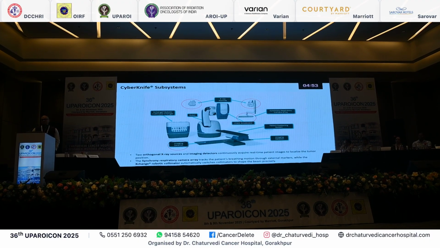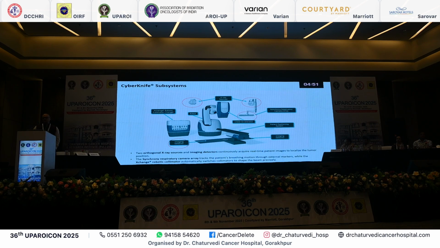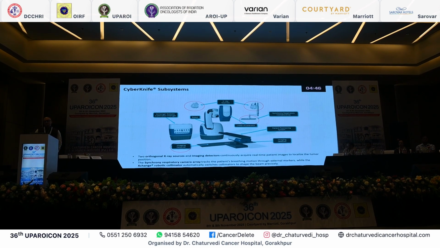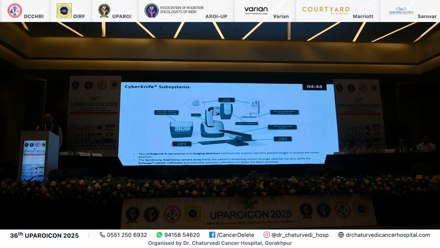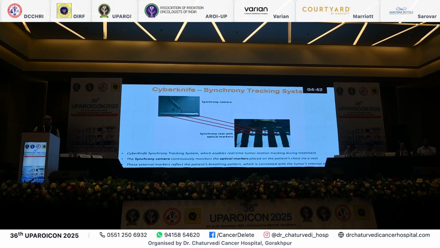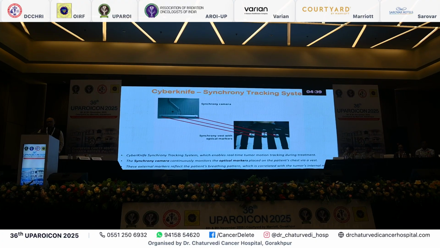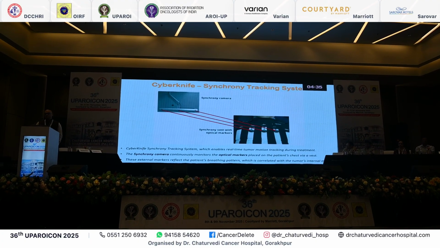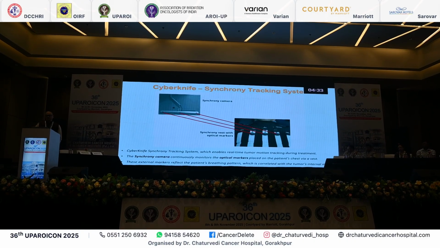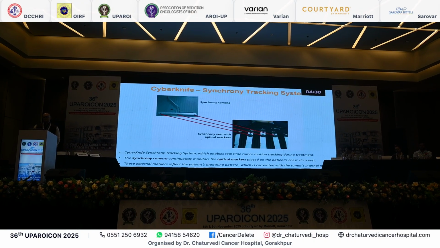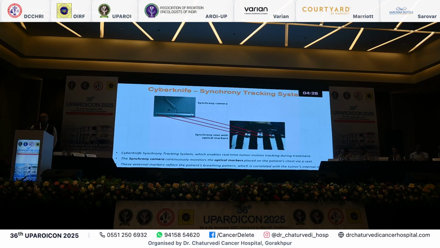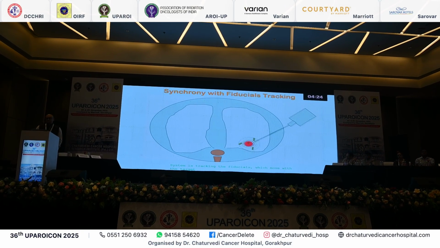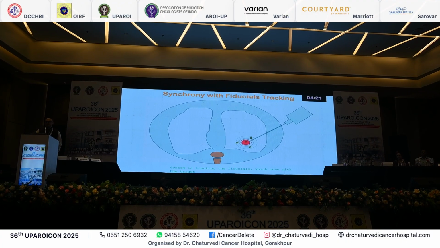Then there is the CyberKnife system. As we all know, orthogonal X-ray imagers and imaging detectors are there. There is a Synchrony respiratory camera. There is a vest which is placed on the patient's chest, and it tracks real-time tumor motion. It continuously monitors the optical markers on the patient's chest, and these external markers reflect the patient's breathing pattern, which is correlated with the tumor's internal motion. So as the tumor is moving, the fiducials are being tracked, which also move with the target.